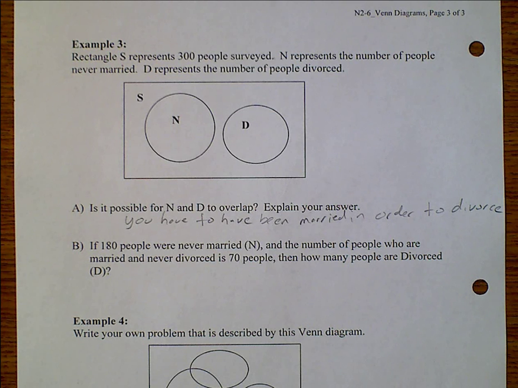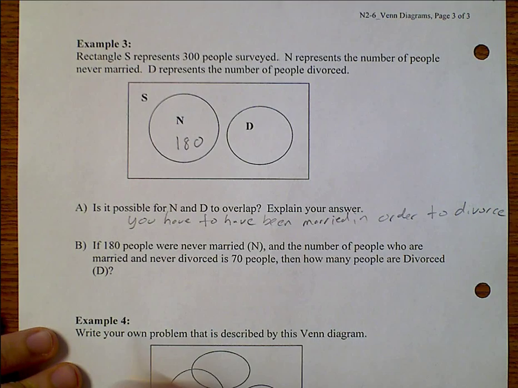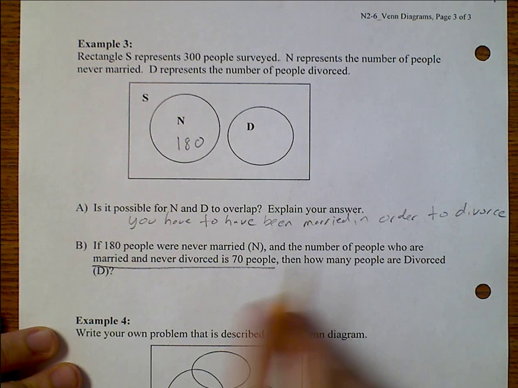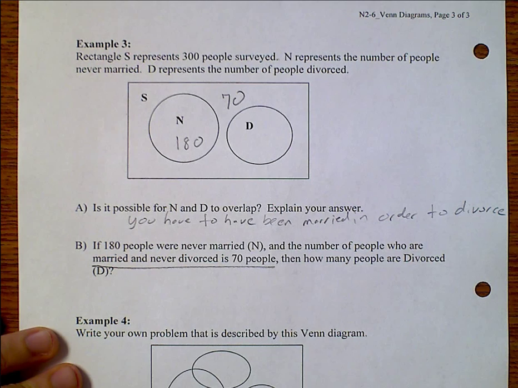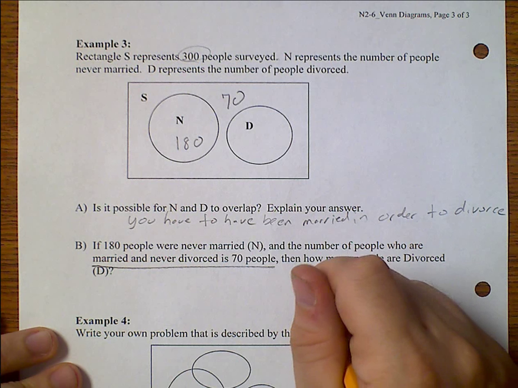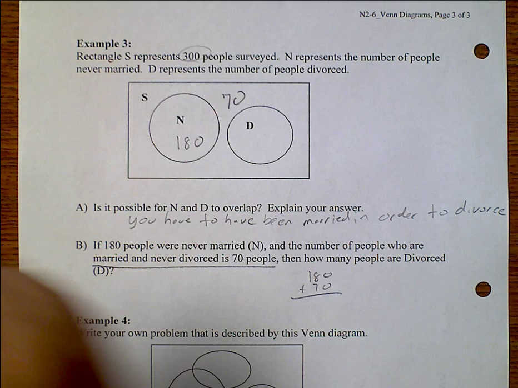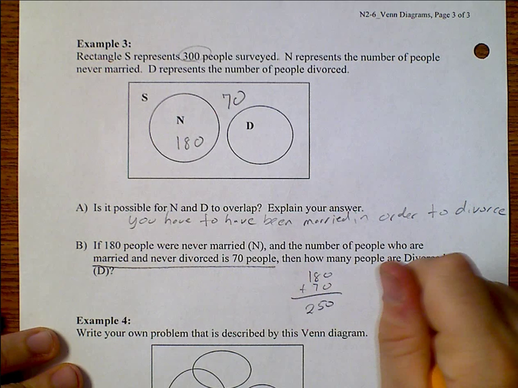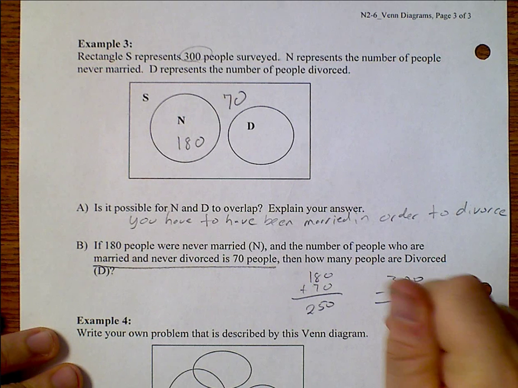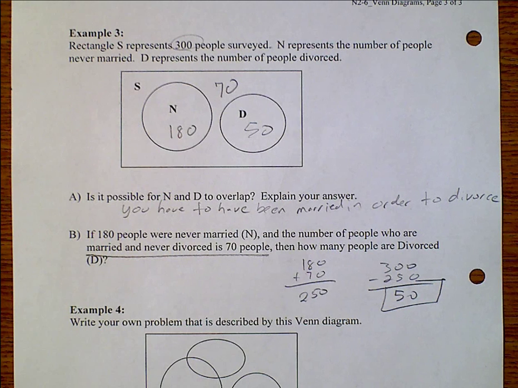180 people were never married. And the number of people who are married and never divorced is 70. How many were divorced? Well, we started with our 300. So we need to do 180 plus our 70. Gives us 250. And then our 300 minus 250 just gives us 50. We have 50 people who have been divorced out of the 300 who were surveyed.